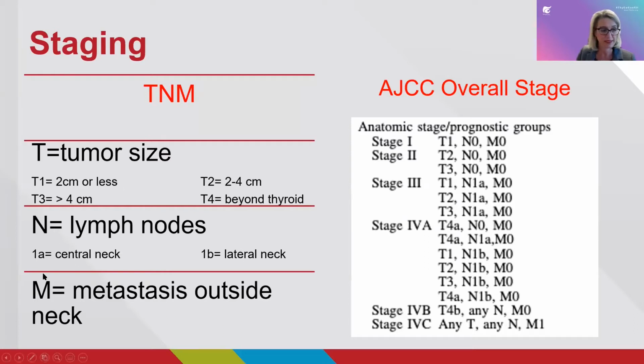We put these TNM numbers together to tell us the overall stage. You can see here, the bigger the tumor gets, the higher the stage, or the involvement of lymph nodes gets us a higher stage. This is something that can sometimes be confusing, because we may say, well, you had a T2 tumor, and sometimes that might be interpreted as stage 2. And if somebody doesn't have lymph nodes, then that may be correct.